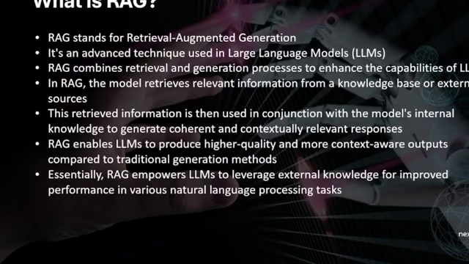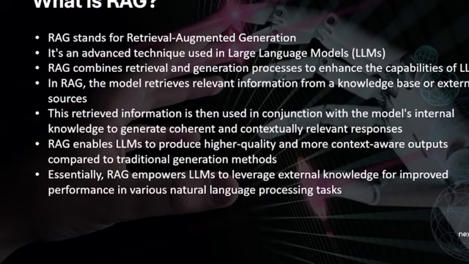Now let's see what a RAG is. RAG stands for Retrieval-Augmented Generation. It is an advanced technique used together with the large language model. RAG combines retrieval and generation processes to enhance the capabilities of large language models. So the basic aim of RAG is to combine with the large language model so its power should be increased. In RAG, the model retrieves relevant information from a knowledge base or external sources.